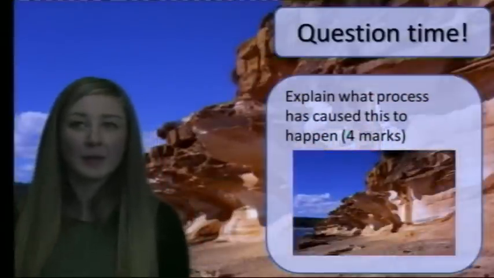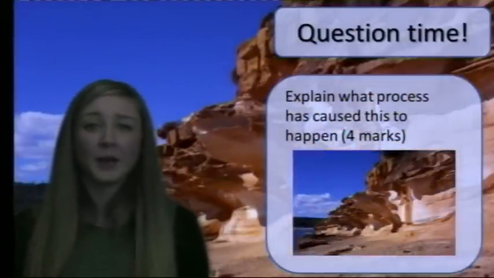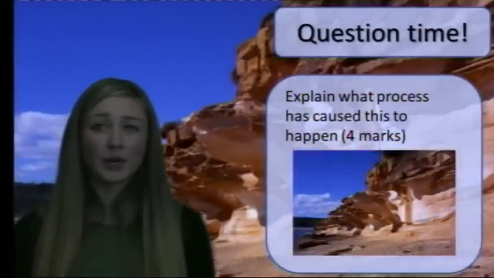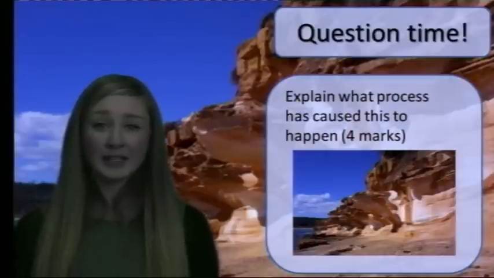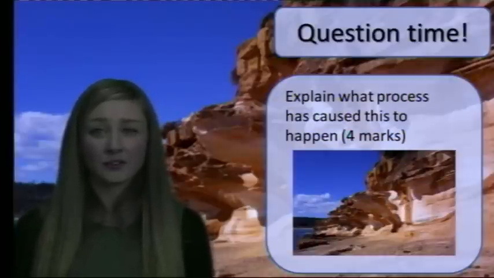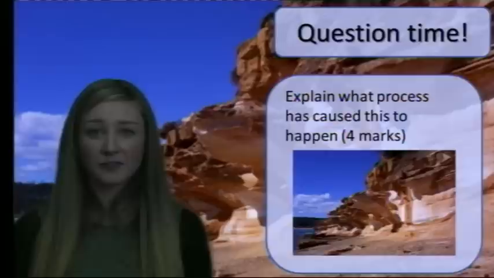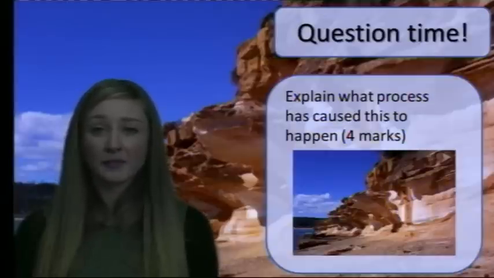Okay, so here's a possible exam question that you could get on the thematic paper. So, to explain what process has caused this to happen. Now, to work out what this is, you need to have a look at the photograph, and you need to be able to identify straight away that cliff retreat is what has caused this process to happen.